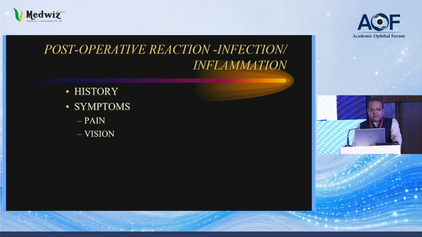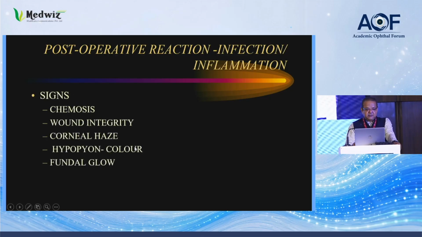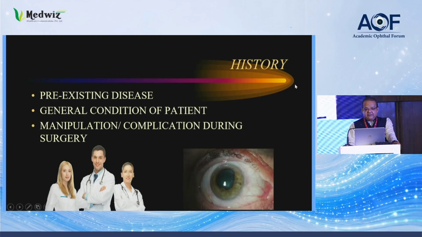I'll be discussing my talk under these headings: history, symptoms, signs. I'll be dealing with these individually. If you have a patient with inflammation, a careful history should be taken about pre-existing disease like uveitis, and the general condition. And if you are not the operating surgeon, you should take a history from the operating surgeon about the complications he had during surgery. Because excess manipulation during surgery can manifest as inflammation, and these patients do not require intravitreal injections.